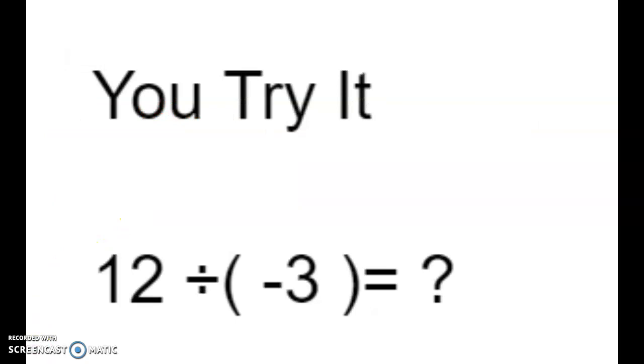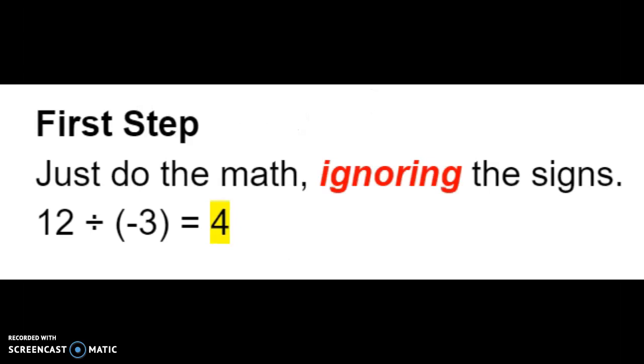Here's another one for you to try. 12 divided by -3 is, pause the video and see if you can figure it out, and then we'll go over all the steps. Okay, the first part, I'm just going to do the math and ignore the signs. That means I'm ignoring this negative sign right here, and I'm saying 12 divided by 3 gives me 4. I put my 4 down.